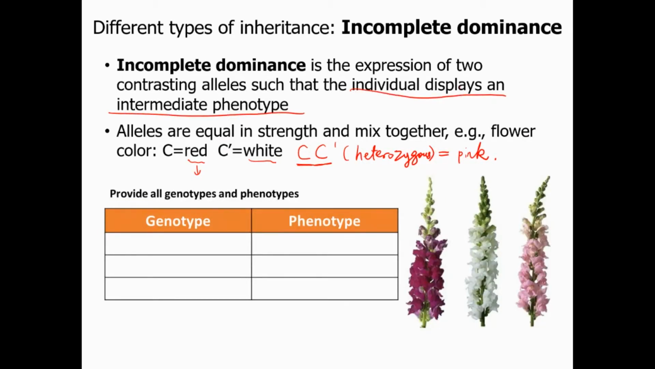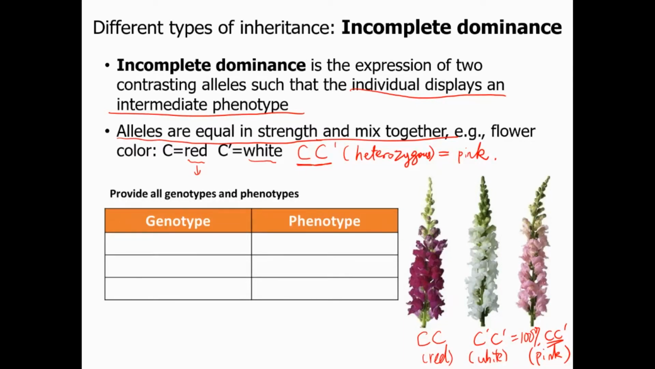All right. So here, individual displays an intermediate phenotype. Because there's no dominant or recessive, all the alleles are equal in strength, and then they mix together. All right. So again, I have some flowers here. If you have CC, which is a red, let's see if I can erase that. There you go. And then you have C prime, that's white. If they cross, then it's 100% CC prime, right? And then we know CC prime is pink. How do you know? Because in the question, I will tell you that this follows incomplete dominance, right?